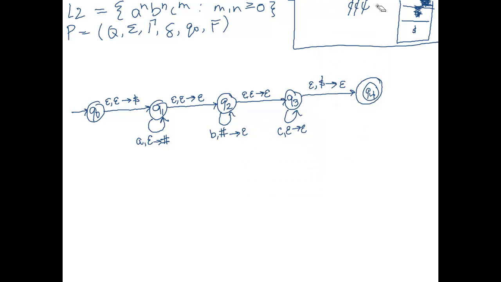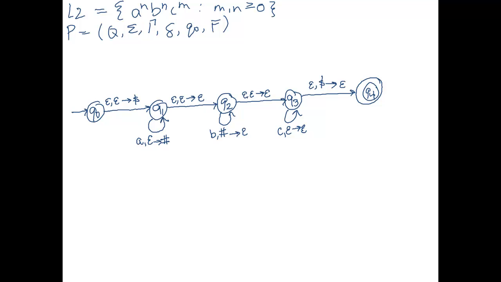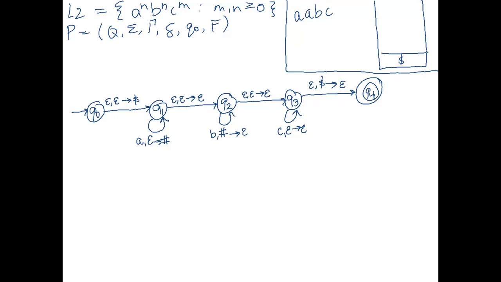Let's try a string that's not in the language and see where it gets hung up. I'm going to make this a little bit bigger so I don't run out of space. Okay, so let's try, we'll make it easy, A, B, C. Okay, string's not in the language. Nice big stack. So I start off in Q0, I put the dollar sign on the stack. I'm in Q1, I read an A, I push a pound symbol, I go back to Q1. I read an A, I push a pound symbol, I go back to Q1.